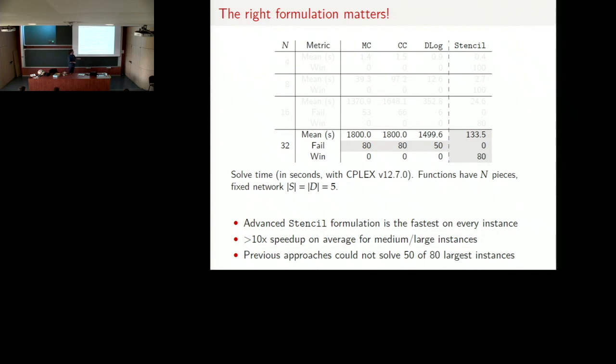Whereas if you use this weirder, more exotic formulation we'll see in a minute, it turns out you can actually solve all of them. It takes, on average, about 2 minutes. Right? So there really is something substantial to be gained here. But again, the formulation we're going to see is really weird. So how do we come up with it in the first place?